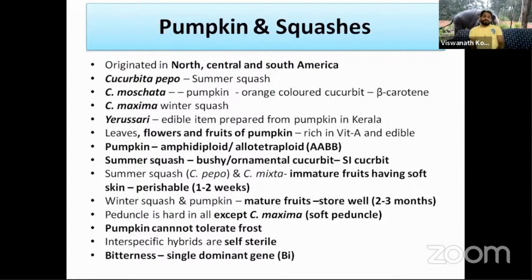And peduncle, there is a botanical difference. Peduncle is hard in all except Cucurbita maxima. Cucurbita maxima has the soft peduncle, and the remaining all have the hard peduncle. And pumpkin cannot tolerate frost, and bitterness is governed by a single dominant gene. So this botanical difference and the harvesting difference are very important.